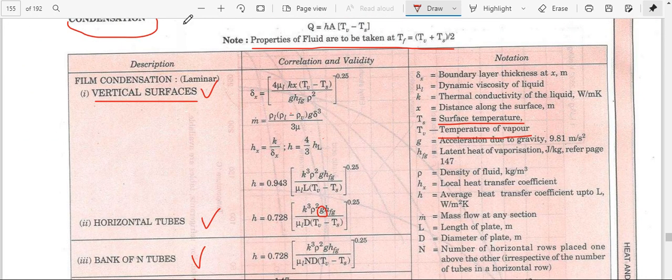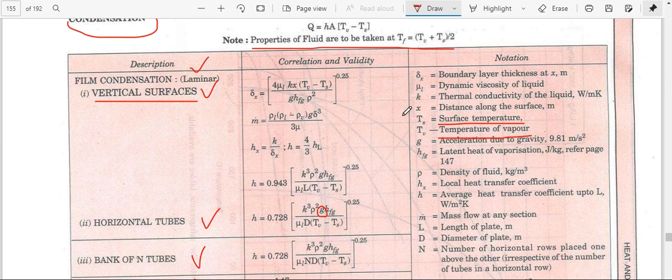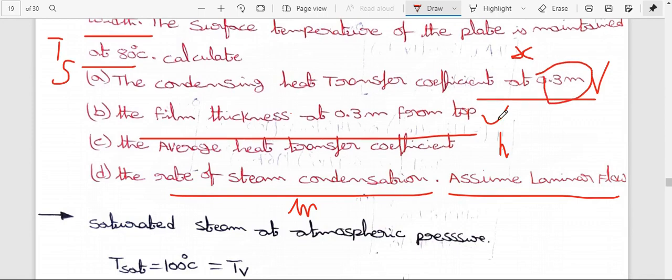That's why I am considering this formula, vertical surface and laminar flow. So in this question, what is the first question? The condensing heat transfer coefficient at 0.3 meters and film thickness. So in this data book page number, what is delta x? So delta x is equal to boundary layer thickness at x. So in this problem, x equal to 0.3.